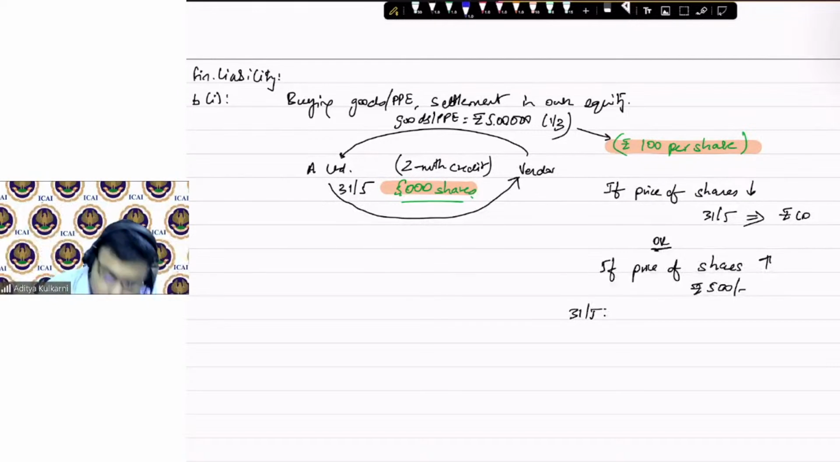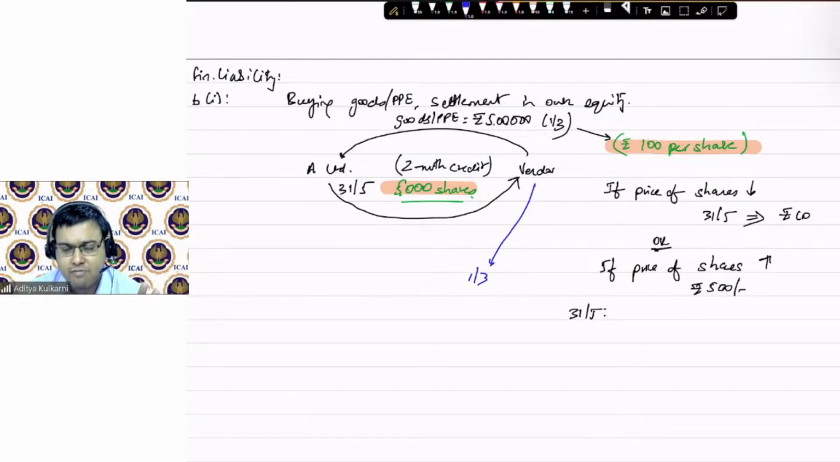Now I want you to think and answer. The vendor in this case, from which date is he subjected to risk? Is he subjected to risk from 1st March itself? Because from 1st March to 31st May, whatever price fluctuations are happening, will the vendor himself be responsible for that, or can he claim a compensation from A Limited for that?